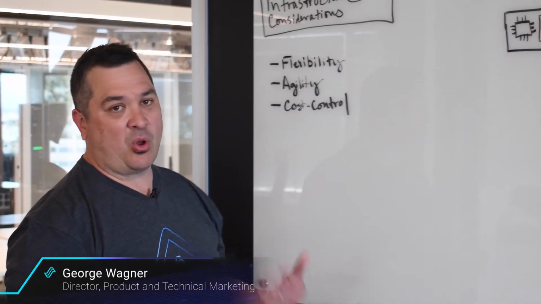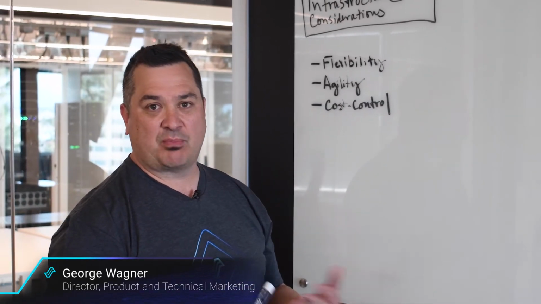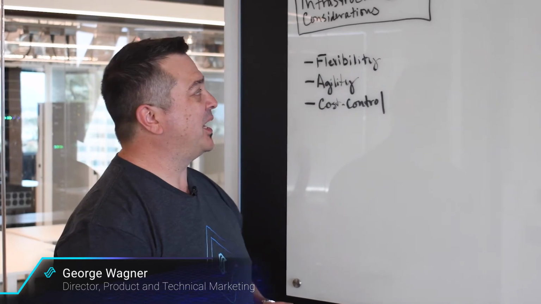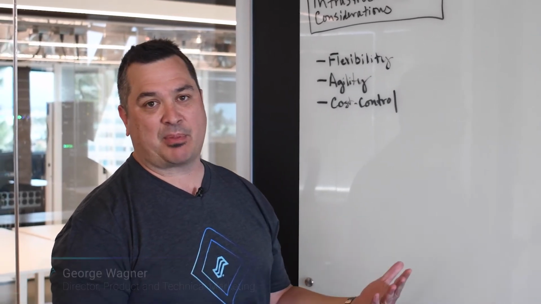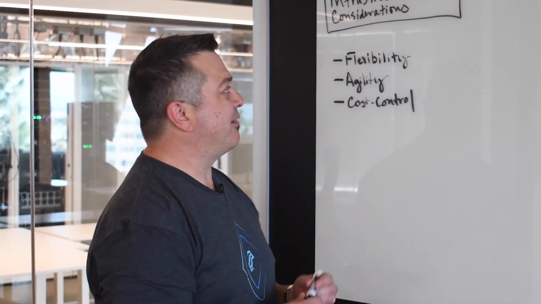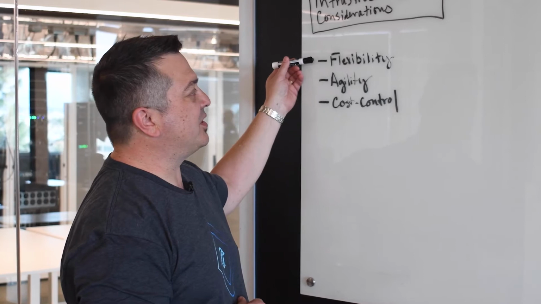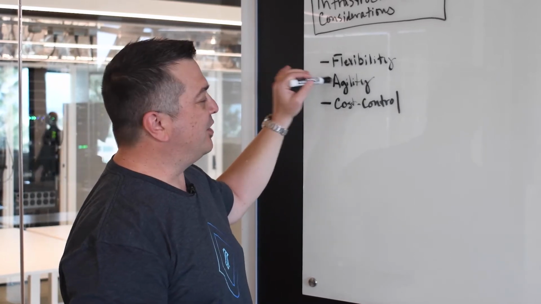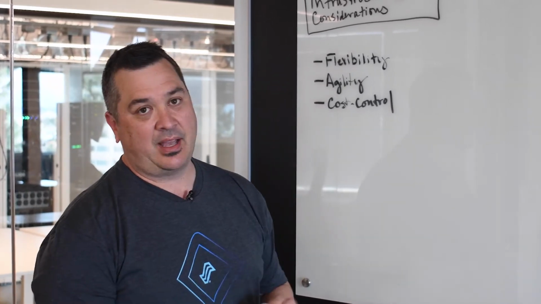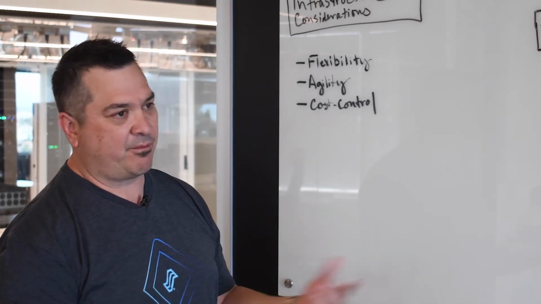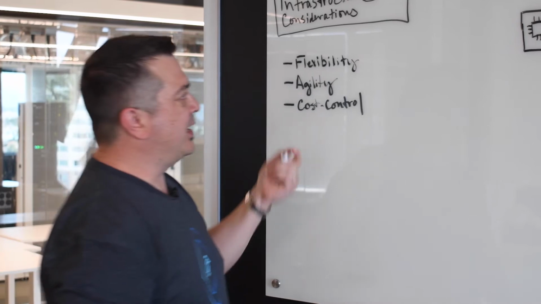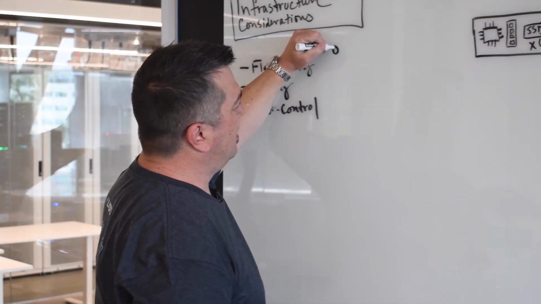So in my role here, I have the opportunity to talk to customers and partners alike. And when I'm talking to them about their considerations for infrastructure when delivering new applications like AI and ML, it really boils down to three essential areas that they're focused on: flexibility, agility, and cost control. And when we look at the delivery mechanisms we have today, there, for the most part, are two, right? You have your on-prem.